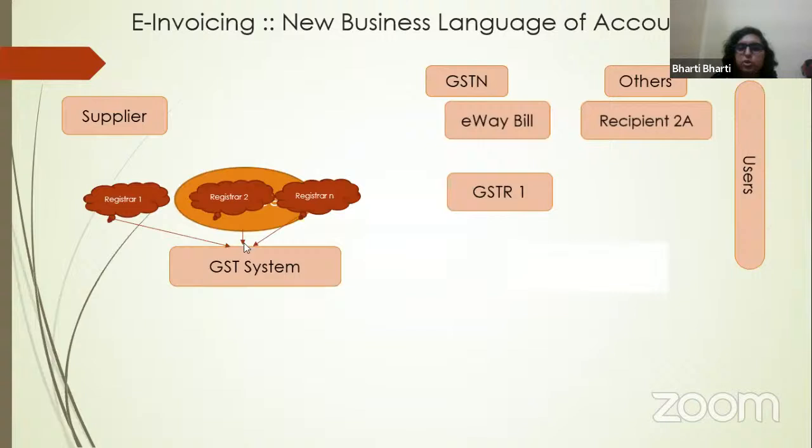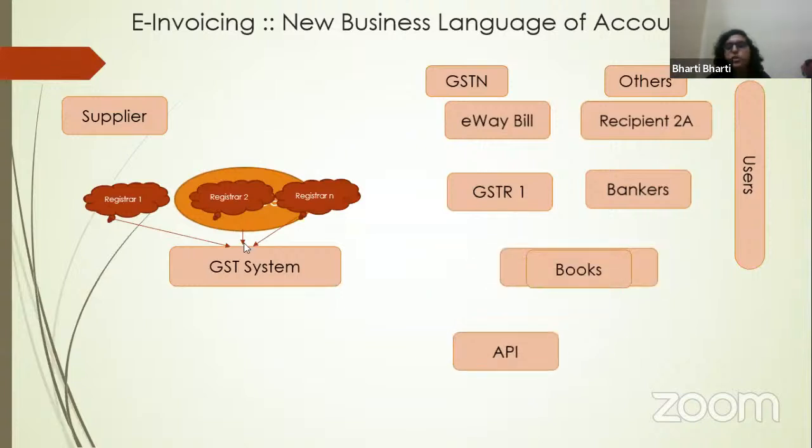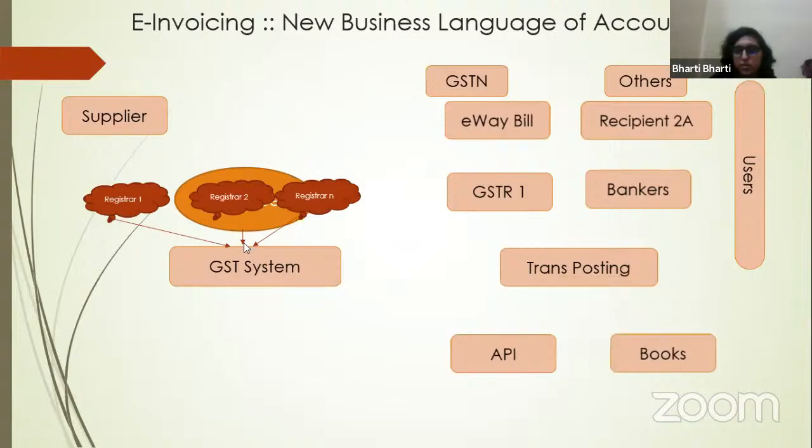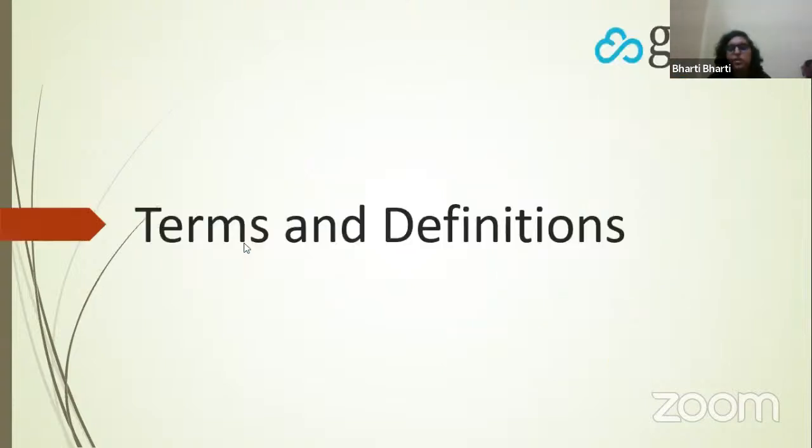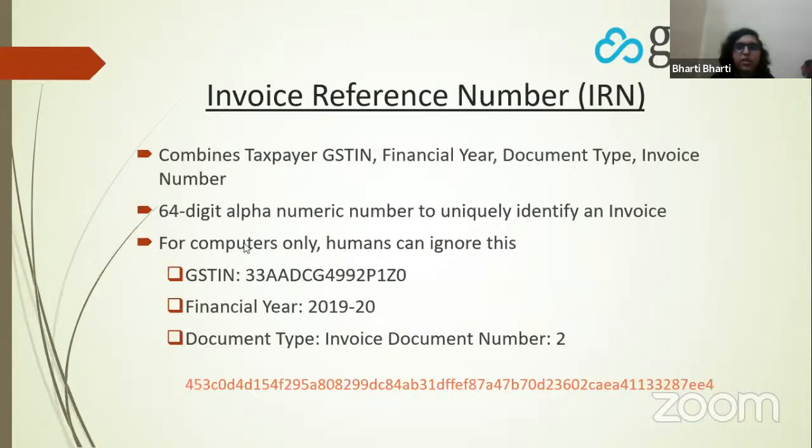The recipient's GSTR2A and 2B also get populated from this GSTR1. The information also goes to bankers, and it can also be used for transposting through API in your books. So now let's move on and look at some important terms and definitions.